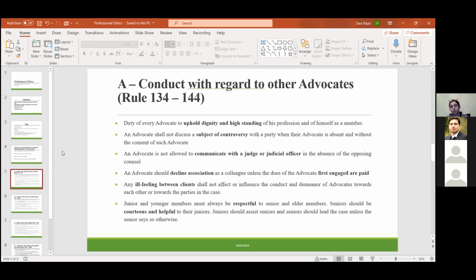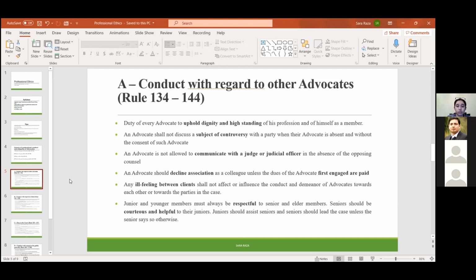Conduct with regard to other advocates, Part A, tells you how necessary it is, and there is a duty on every advocate, to uphold the dignity and high standing of the legal profession, not just of the profession, but also of himself as a member of the bar council of that profession. An advocate is also not to discuss any subject of controversy with any party unless they have the permission of the advocate of the opposing party, or if the opposing party's advocate is absent. The advocate is also not supposed to communicate with a judge or judicial officer in the absence of opposing counsel.